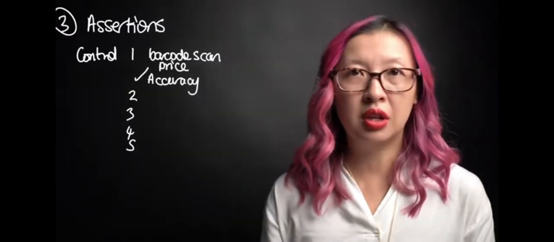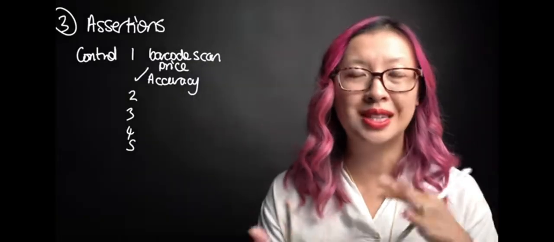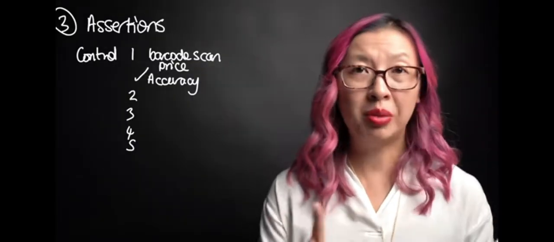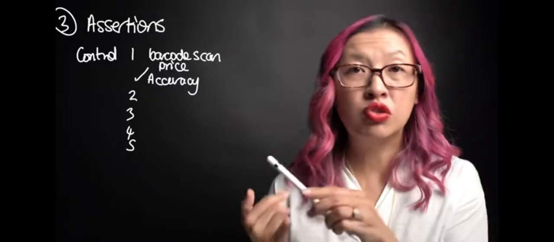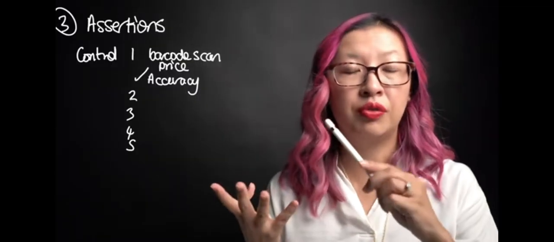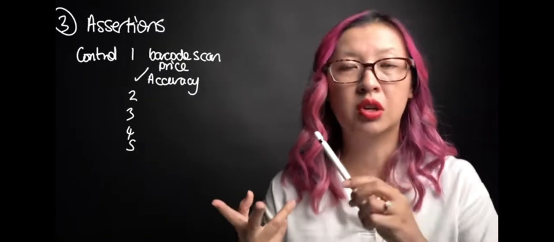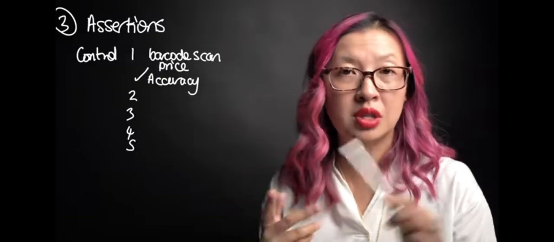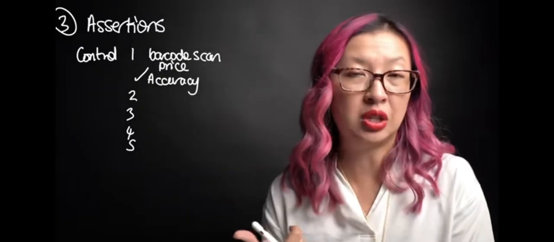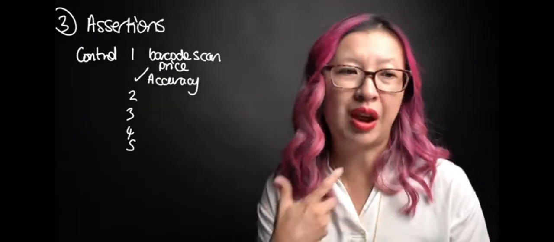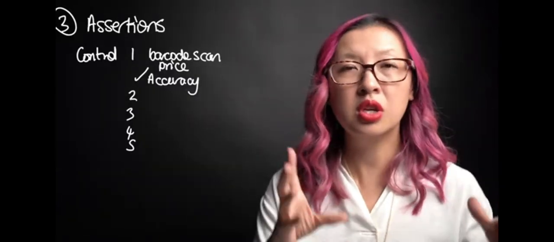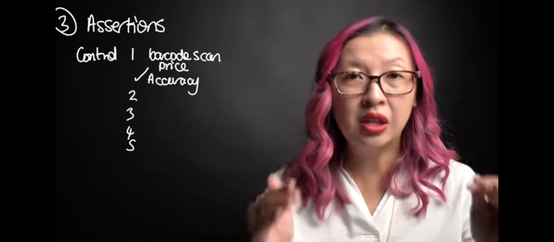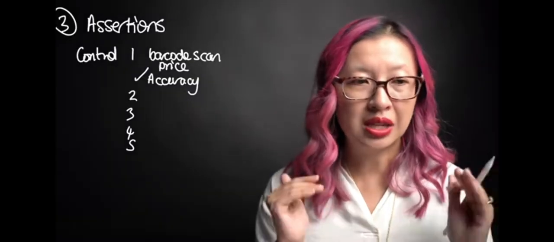You might look at the other controls and say, hey, what assertions do these map to? And then you go back and you say, are there any assertions? Is there a control for completeness? Is there a control for rights and obligations? Is there a control for occurrence? Is there a control for classification? Is there a control for cutoff? Right? Because there's normally transactions, less so balances that we're looking at. But we use the assertions to analyze each of the controls and see.